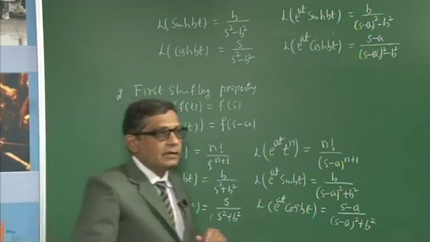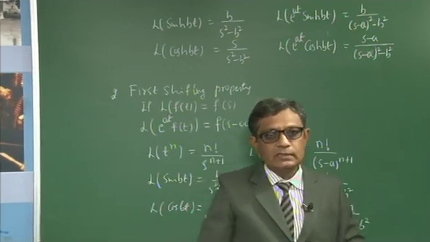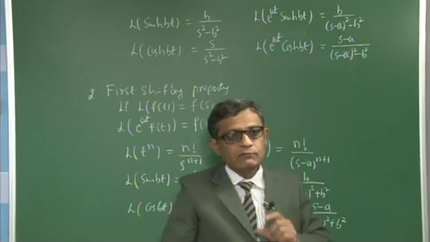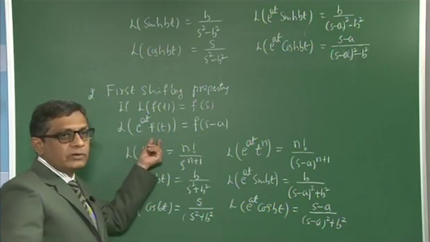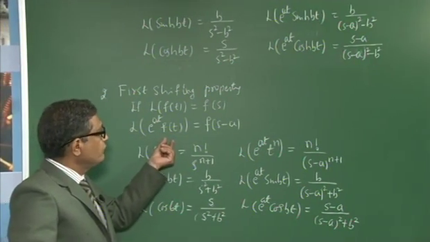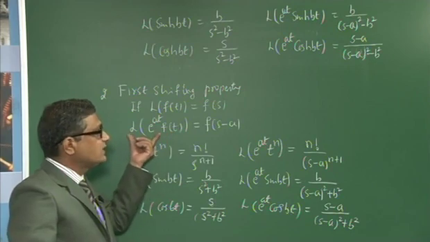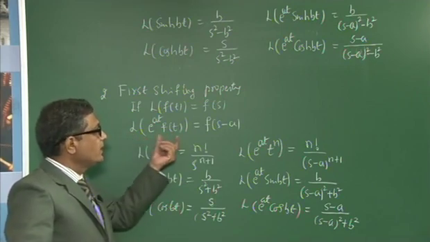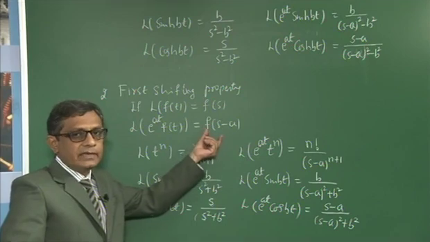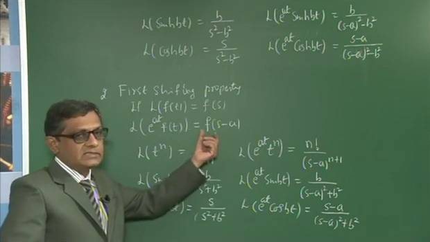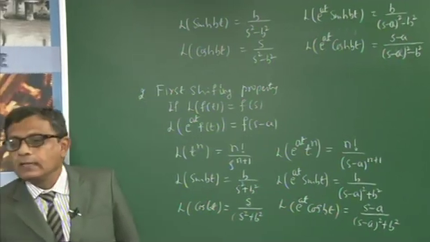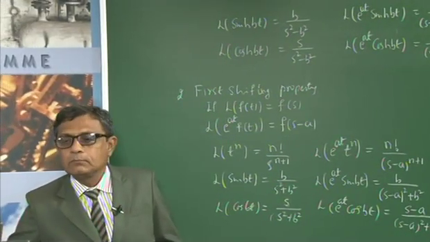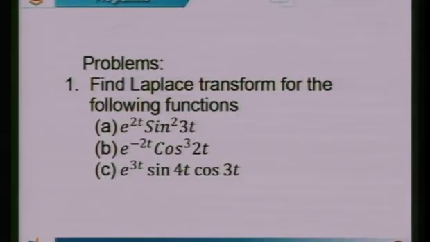Now, easily we can identify this property: when the function is multiplied by the exponential function and you take its Laplace transform, then s changes to s minus a, that is, f of s minus a. Now we will do some examples based on the first shifting property.